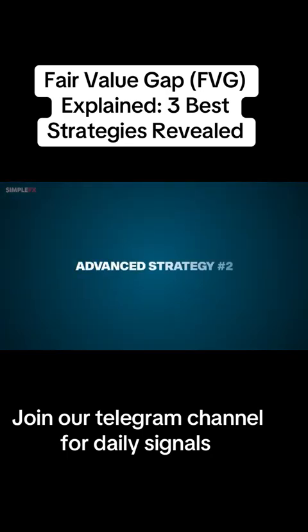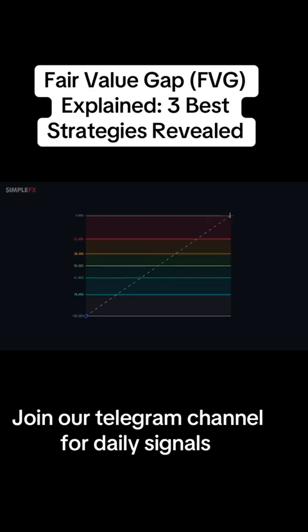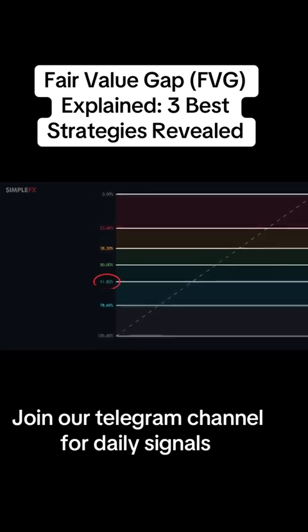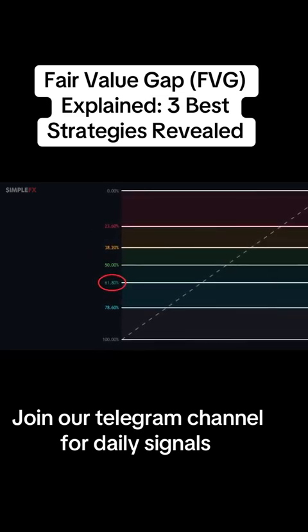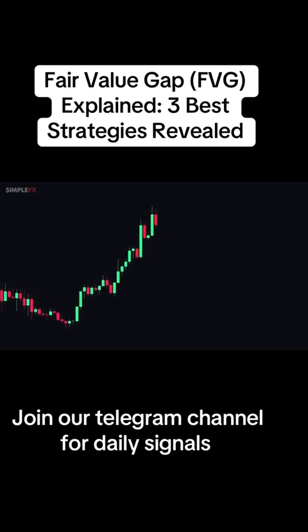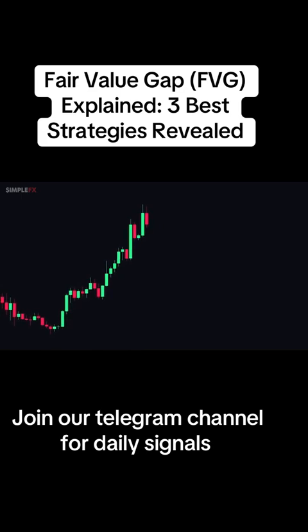Advanced strategy number 2. In this strategy, we're using fair value gaps in combination with the Fibonacci retracement tool. If you don't already know, Fibonacci retracement is a popular tool that uses horizontal lines to show areas of potential support or resistance. In this strategy, the 61.8% level on the Fibonacci tool, also known as the golden zone, is particularly important. So, to combine fair value gaps with the Fibonacci retracement, we're using confluence between them.